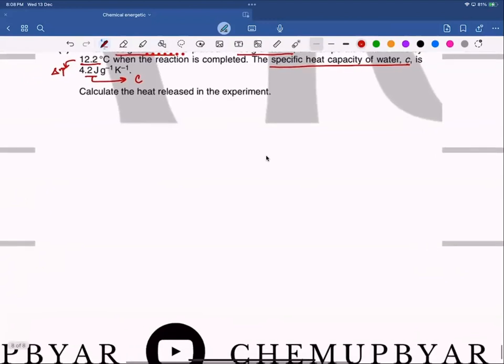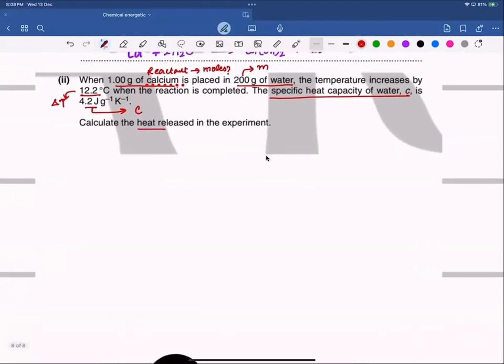Now, what they are asking is to calculate the heat released in this experiment. So we have to use this expression, Q equals mc delta T. m is the mass of water, which is 200. c is the specific heat capacity of water, which is 4.2. And the change in temperature is 12.2. So can any one of you tell me the answer, please? 10248. Hamza, what will be its unit?